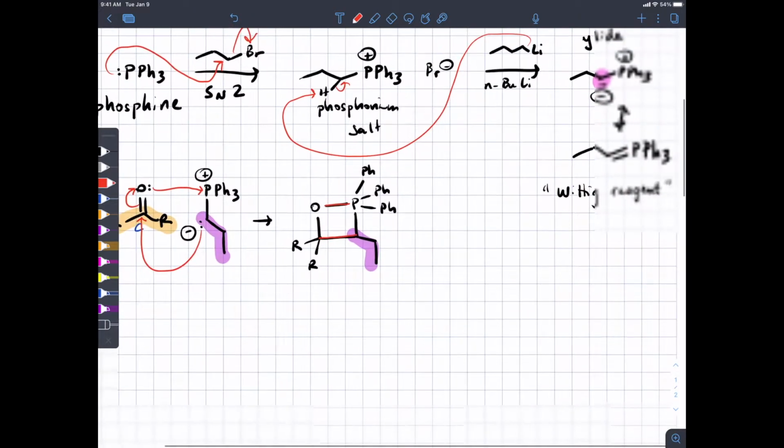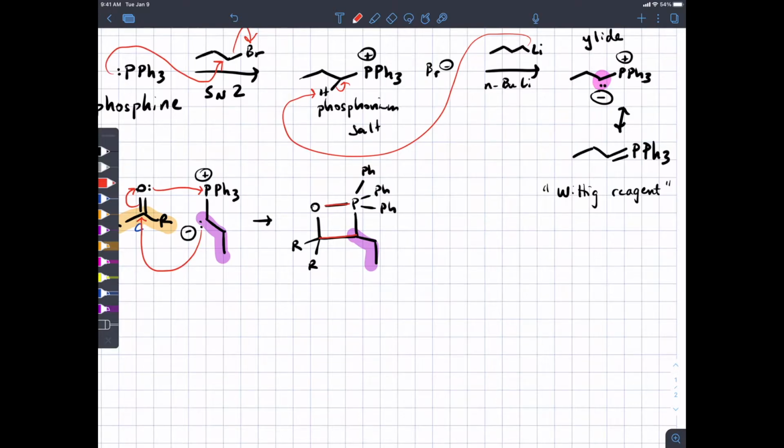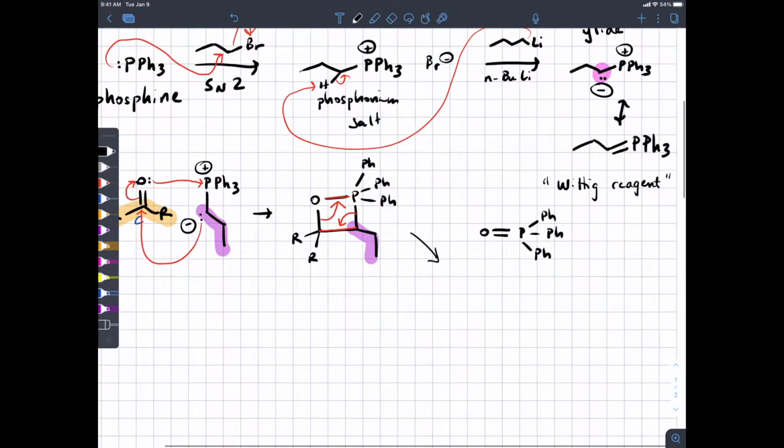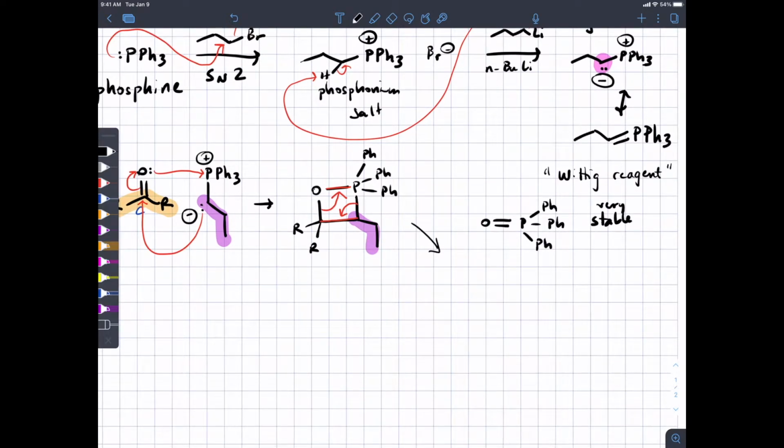What happens next is driven by the fact that oxygen-phosphorus bonds are so stable. Electrons in this carbon-oxygen single bond will actually rearrange, move over to form a new phosphorus-oxygen pi bond, thereby breaking the carbon-oxygen bond. At the same time, electrons in the carbon-phosphorus bond will kick down and form a new carbon-carbon pi bond. On the phosphorus side, you make triphenylphosphine oxide, which is really stable, and it's the stability of that product that actually drives the reaction forward.